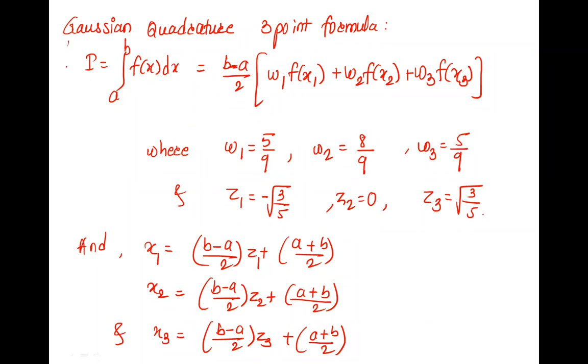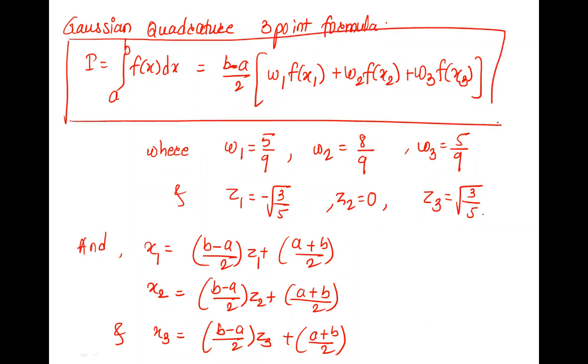This is what the Gaussian quadrature 3-point formula is. So if it is 3 point, there will be up to 3, w1, w2, w3, multiplying f of x1, f of x2 and so on. And 2 point is only w1, w2. So these are the points derived. So you can remember like this.